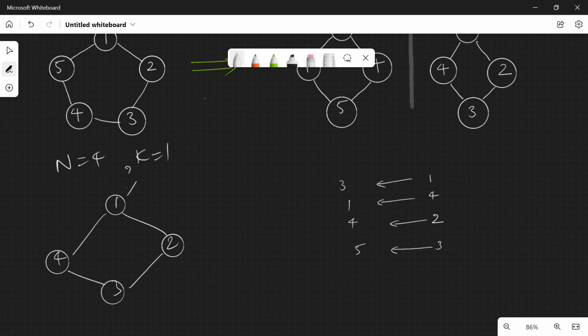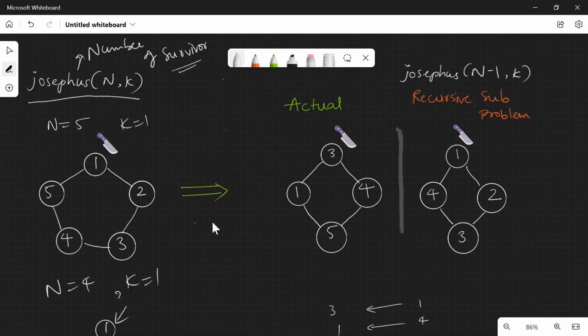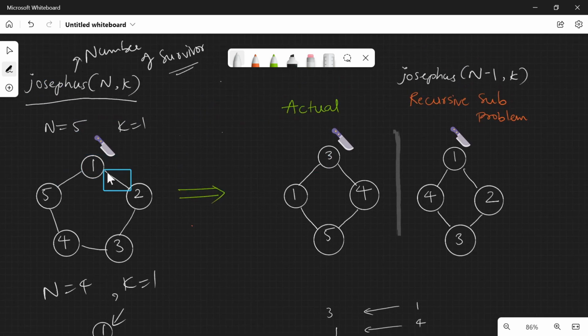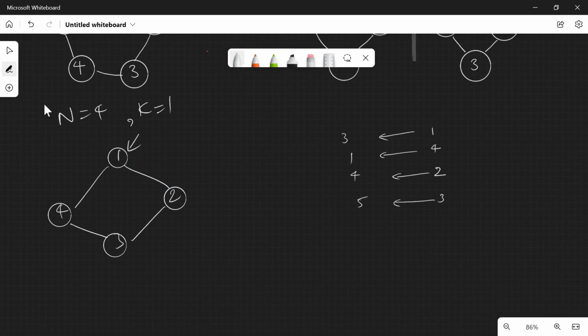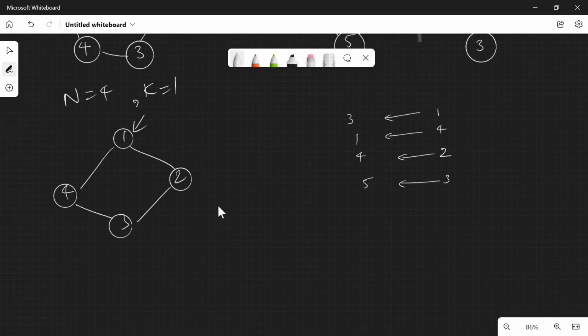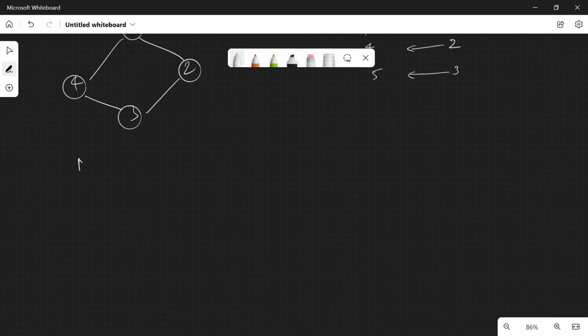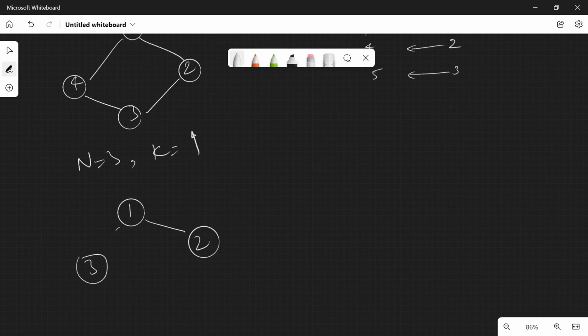And the knife will be with the first soldier every time. As you see here, the knife is always with the first soldier. So Josephus of 4, 1 will solve this problem. And similarly, when n is equal to 3 and k is equal to 1, we will have 1, 2 and 3 that will be with 1.